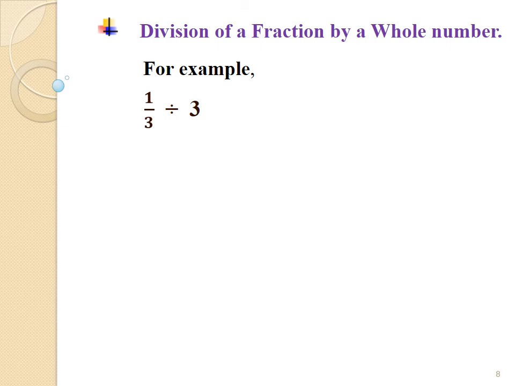Case number 2. Division of a fraction by a whole number. To divide a fractional number by a non-zero whole number, we multiply the fractional number by the multiplicative inverse, that is the reciprocal of the whole number. For example, 1 upon 3 divided by 3. Converting 3 into fraction, we get 1 upon 3 divided by 3 upon 1.